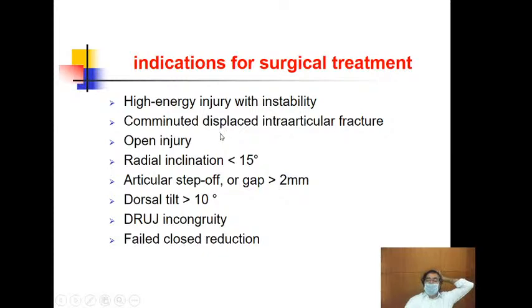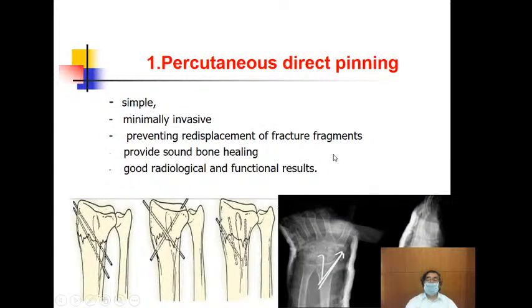Then there is something called articular step-off or gap if it is more than 2 mm, dorsal tilt more than 10 degrees, and distal radio-ulnar joint incongruity. If there is instability at the distal radio-ulnar joint, you cannot just leave it like that. You need to do something about it, and for that you need to choose surgical management. And as always, whenever you fail in your closed reduction, then definitely you need to go for open reduction. So what are the surgical options here?